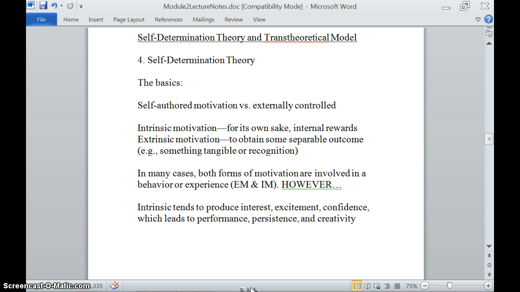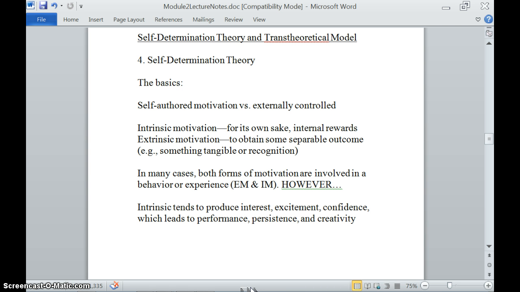In health promotion, typically extrinsic motivation has been used because we're telling people to do these certain behaviors because they'll get some kind of outcome, losing weight, reducing risk of disease. Not bad outcomes, but the idea is how do you get people to those outcomes.